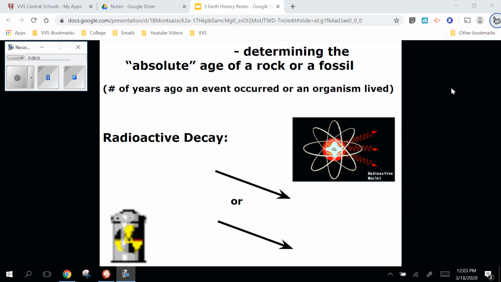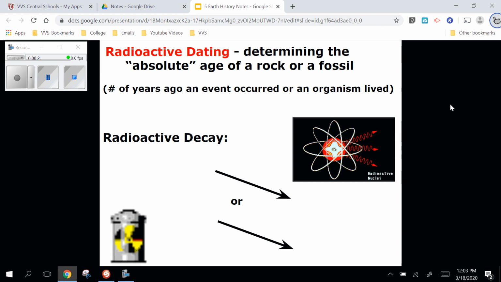Okay, so when we talk about the relative age of something, we're talking about something compared to something else. What is older, what is younger, etc. This portion, we're going to talk about what's called absolute age, being able to find the approximate number of millions of years ago that something lived. We call that radioactive dating.